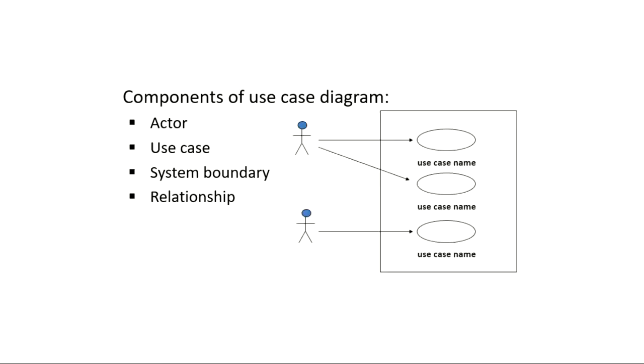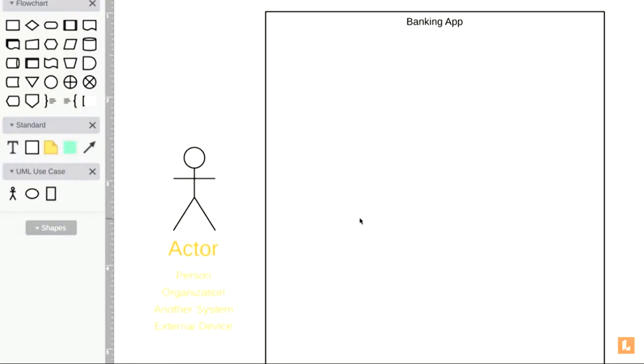So we have seen this actor last time. Who can be an actor? Any person can be an actor. Any organization, for example, a bank or any company, can be an actor. Another system can also be an actor.